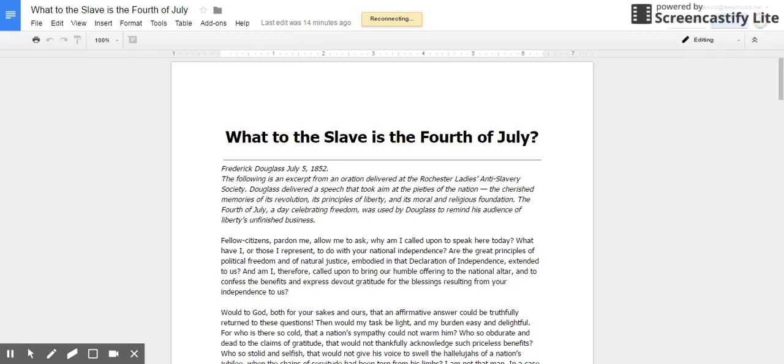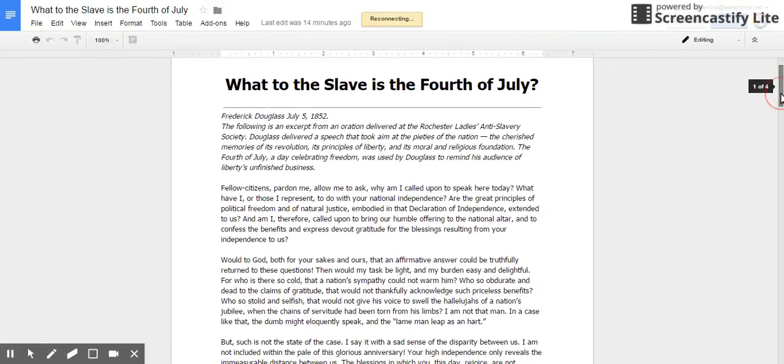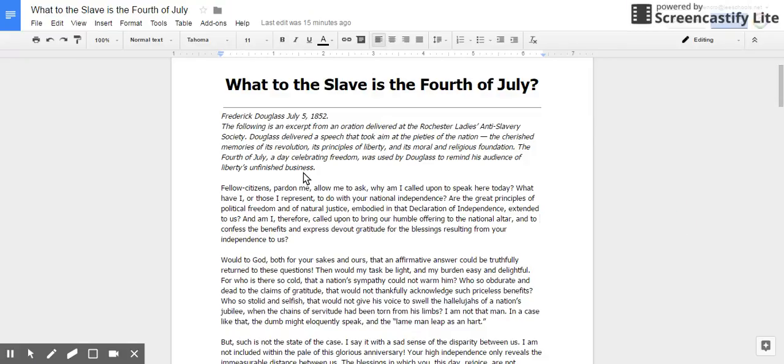This one's called What to the Slave is the 4th of July. It is by Frederick Douglass, who was a former slave and got his freedom, went to the North, and became a famous anti-slavery activist. And he's speaking before a group of women in Rochester, New York in 1852.